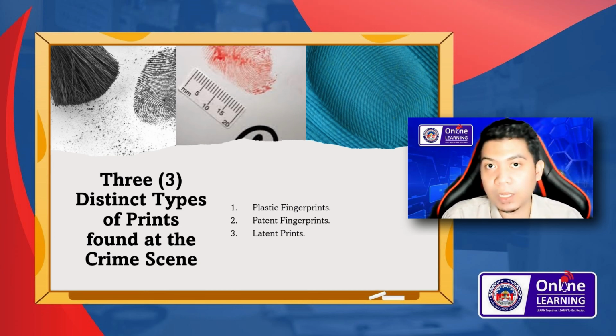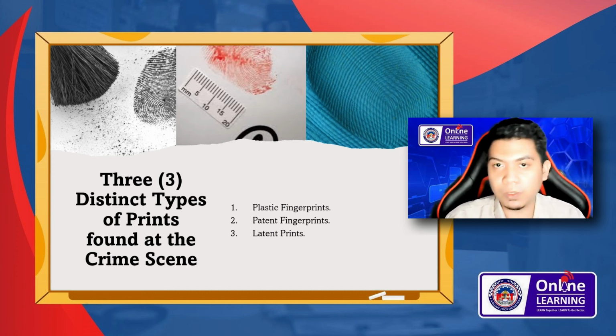And the last one, the latent fingerprint, this is not visible of the naked eye of the person. So, we need to use fingerprint brush and fingerprint powder para maging visible yung nasabing latent print na yan. Okay? So that's it. So that is the end of chapter 8. So thank you.